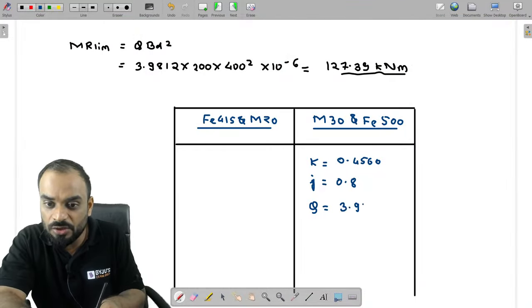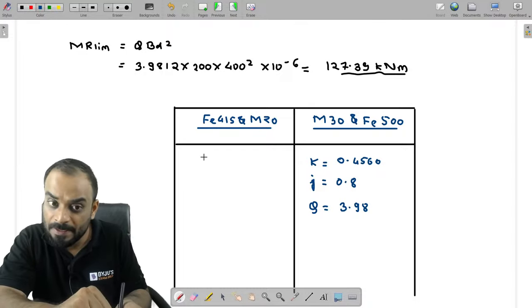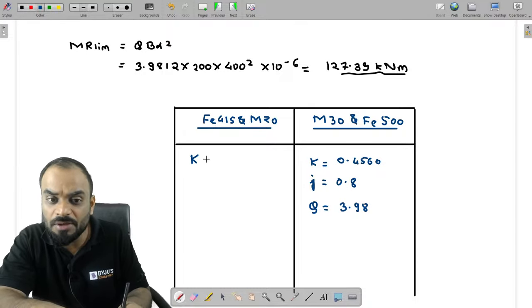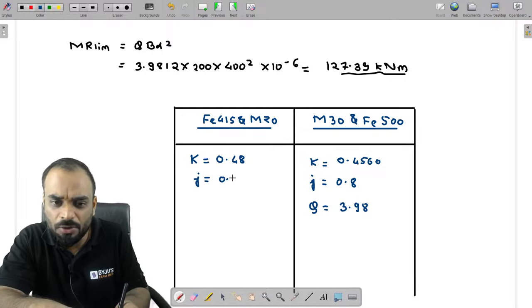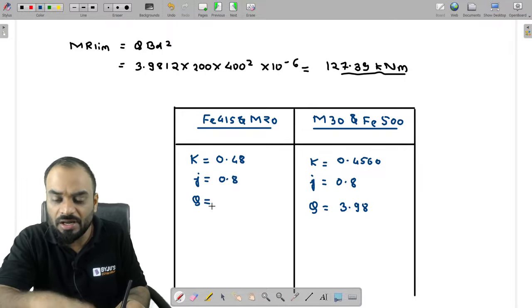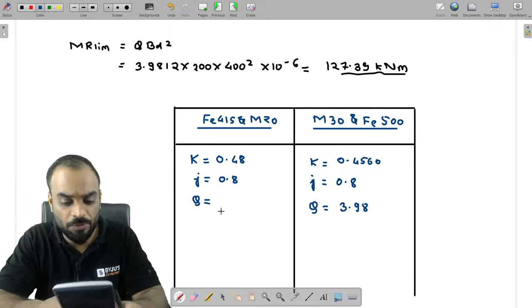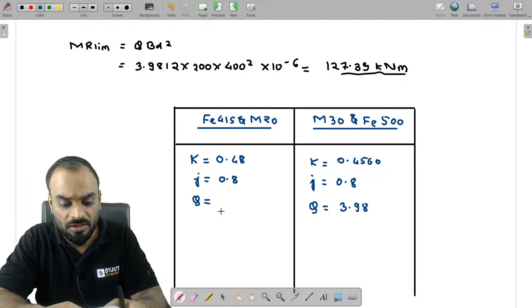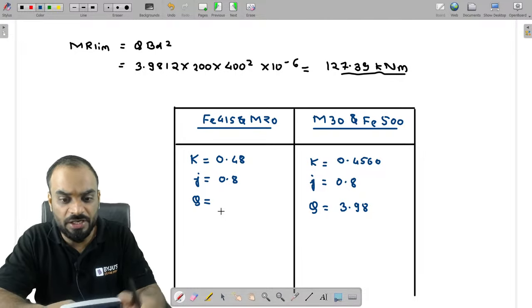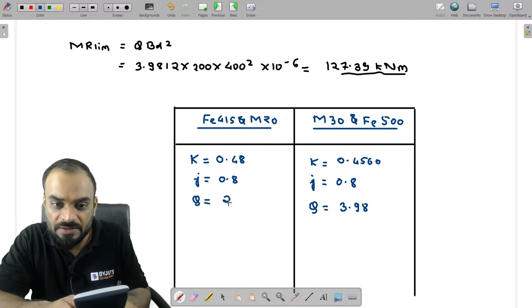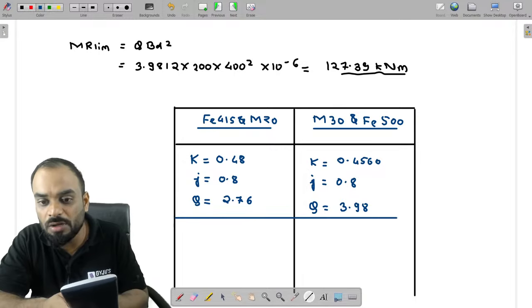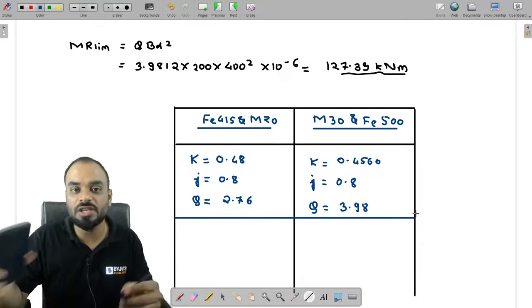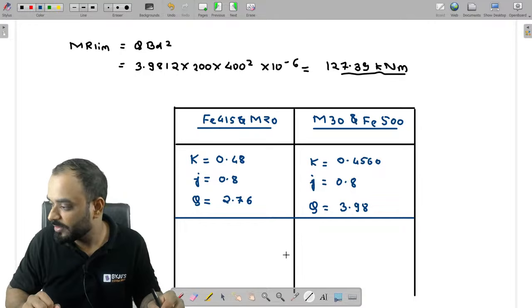Please remember these three values for your examination purpose. Similarly, you need to remember the value of K when you are using Fe415, and it is 0.48. The value of J is again approximately 0.8, and let's calculate the value of Q. It is 0.36, FCK is 20, K is 0.48, and this is 0.8. So this value is 2.76. So please remember such combinations so that you can solve the problem in the examination without using a calculator also. Okay, now clear?